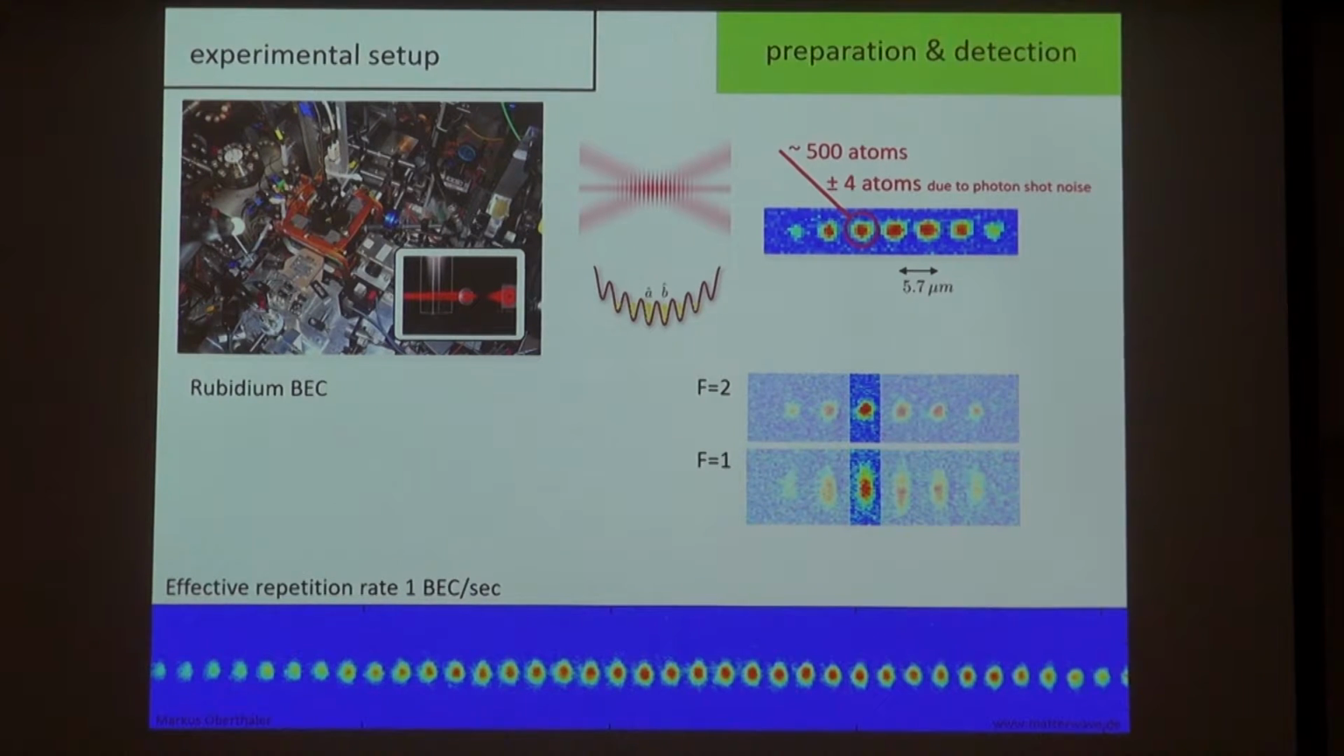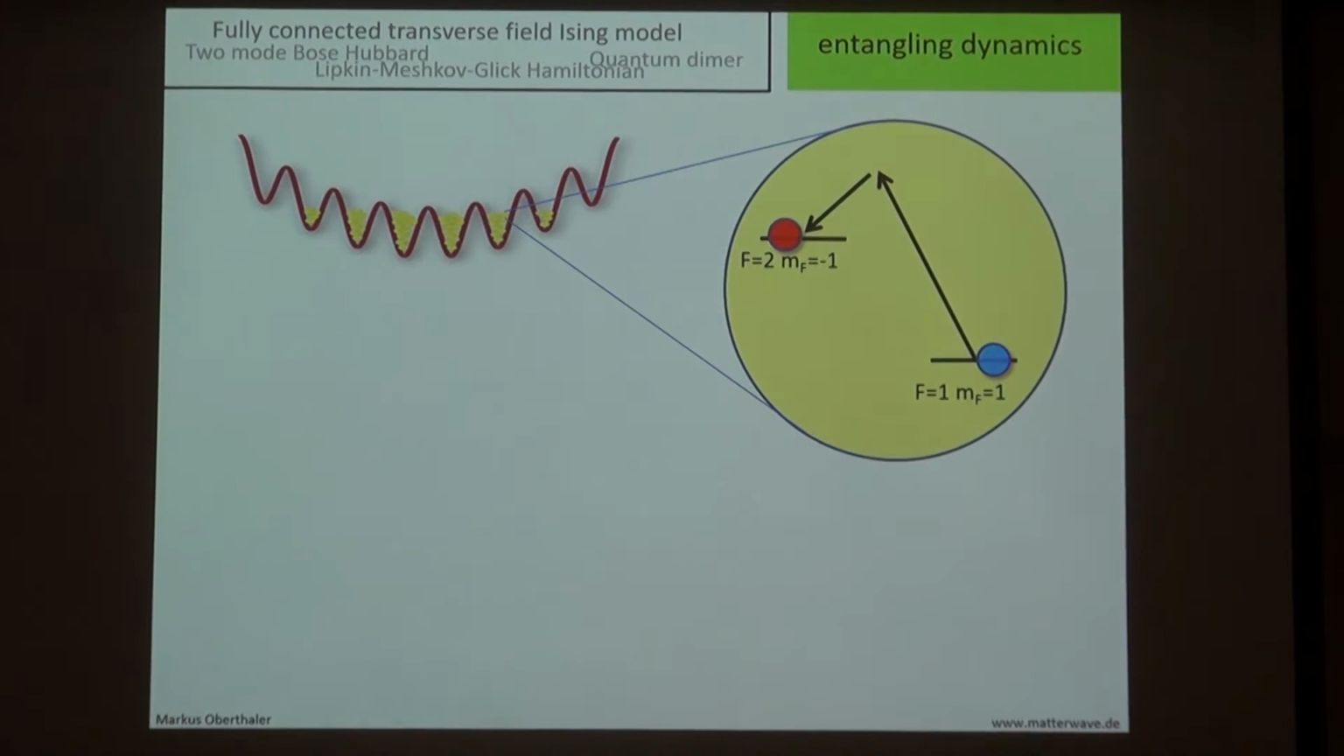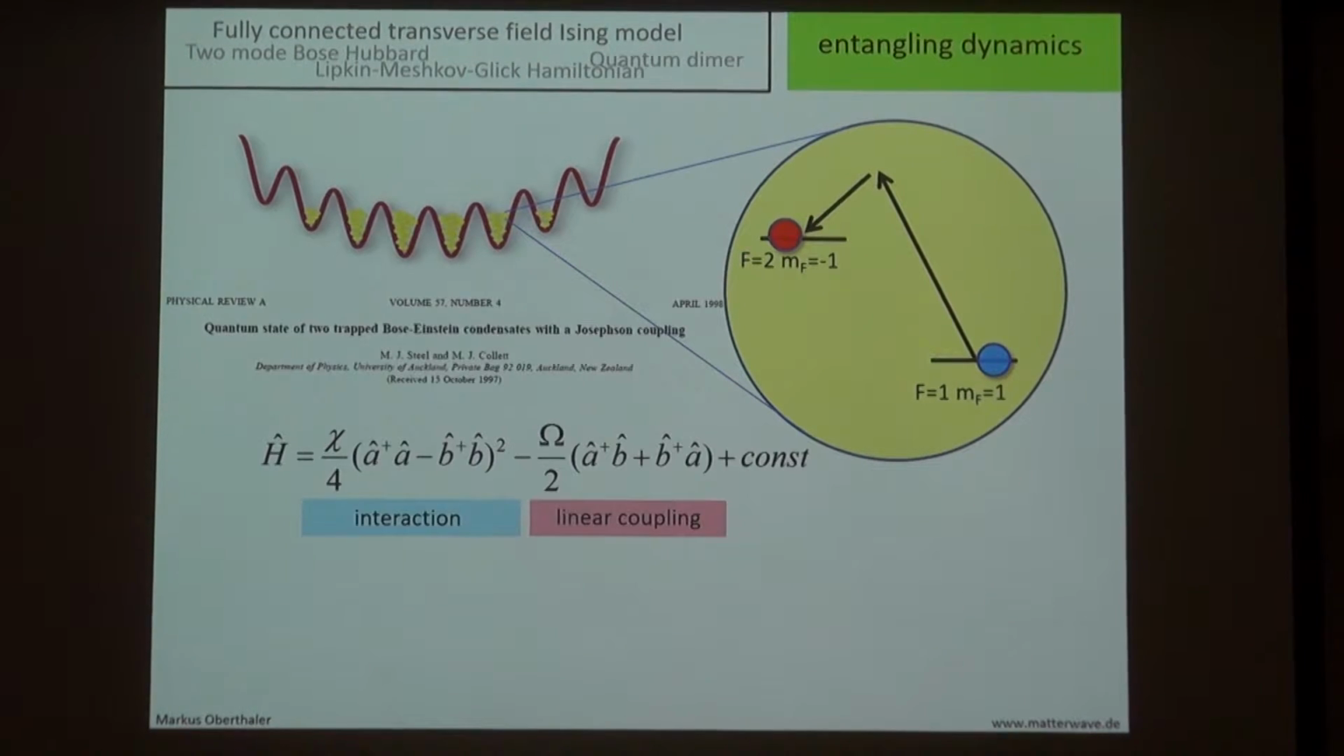Okay, so the system we are using for producing the squeezing is shown here, the 2 internal states. The Hamiltonian describing the dynamics of this system has been discussed in '98 already by Steele and Collett. Essentially what you have is a linear coupling, i.e. you go from A to B and B to A with a certain coupling constant. This is a 2-photon transition, microwave RF transition, which we can control very well. So we have full control over omega in magnitude as well as in phase.